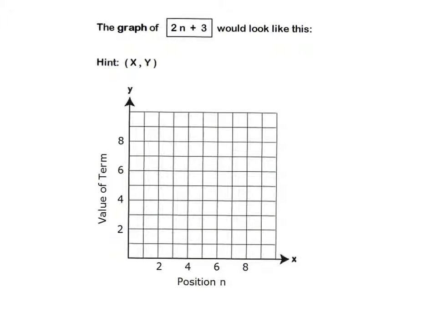Okay, here's my graph. It says the graph of 2n plus 3 would look like this. And so we're going to need to graph it using those points from the table above or next to it. So as a reminder, we need to understand what our x and y is and how to read our coordinates. Our x goes first and we go left or right, and then our y is up or down. So we do a horizontal and then a vertical.